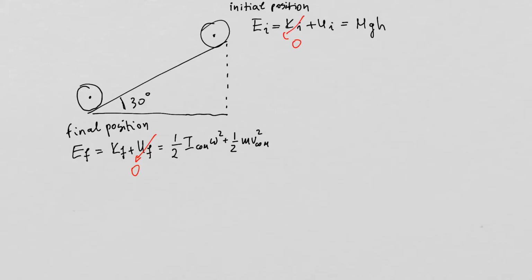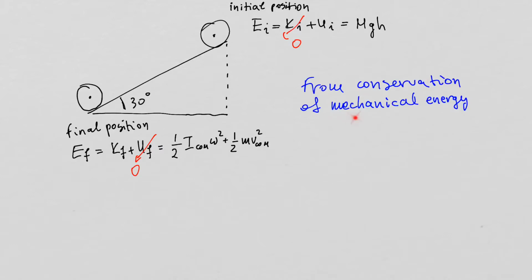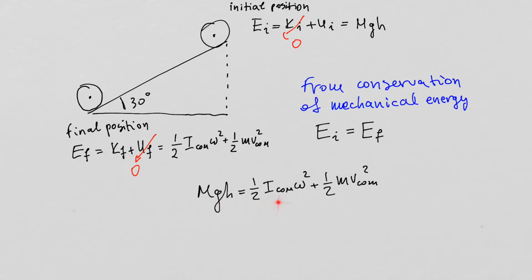Here we have rolling, so therefore we have two terms to the kinetic energy of the ball. We have a rotational term, which is 1/2 the moment of inertia of the center of mass I_cm times the angular velocity of rotation squared, plus a linear term, which is 1/2 m v_cm squared. Applying the conservation of mechanical energy principle to this problem brings us to the fact that the initial mechanical energy of the ball is equal to the final mechanical energy of the ball. Or in other words, mgh is equal to 1/2 I_cm omega squared plus 1/2 m v_cm squared.